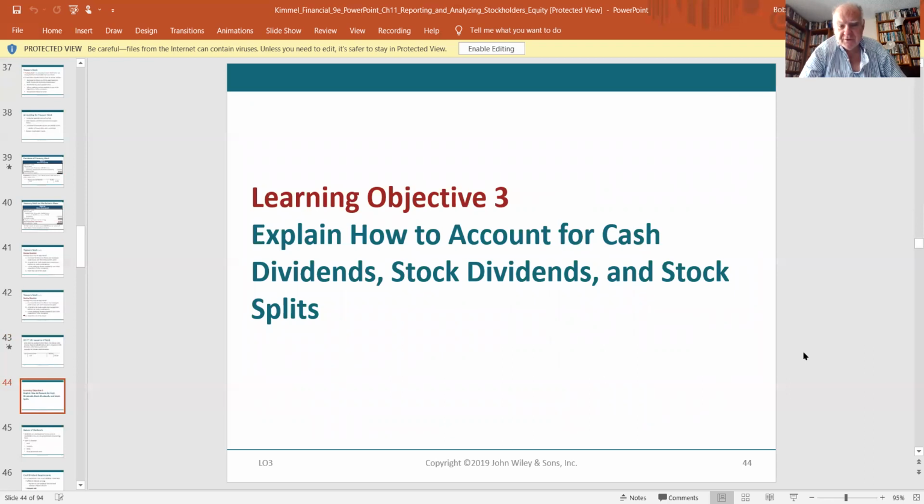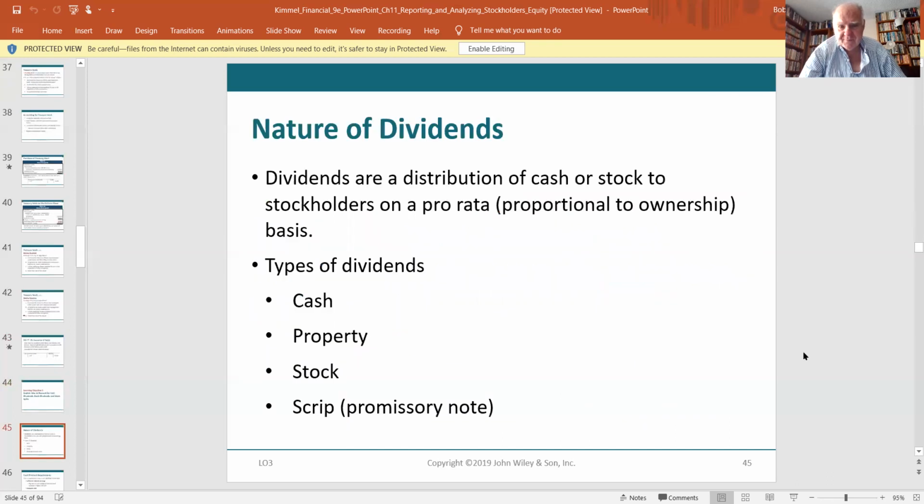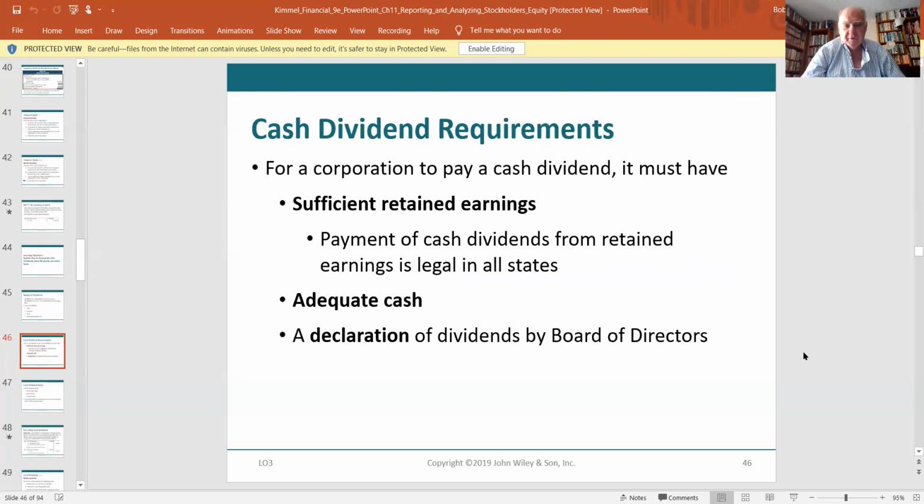How to account for cash dividends, stock dividends, and stock splits? Okay, let's talk about dividends. Dividends are a distribution of cash or stock to shareholders on a pro rata basis. And dividends can be in the form of cash, property, equipment, different things, but we're talking cash for the most part here. For a corporation to pay a cash dividend, it's got to have sufficient retained earnings, called legal capital. Payment of cash dividends from retained earnings is legal in all states. You have to have adequate cash and a declaration of dividends by the board of directors.